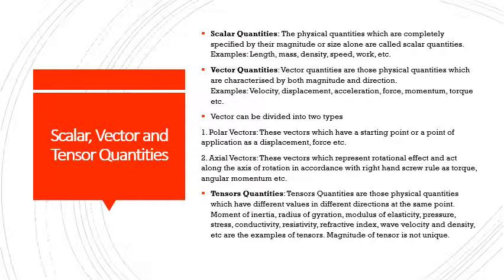And look at the third quantity, tensor quantity. Tensor quantities are those physical quantities which have different values in different directions at the same point. Okay, example, moment of inertia, radius of gyration, modulus of elasticity, pressure, stress, conductivity, resistivity, refractive index, wave velocity and density. Okay, so these are all the examples for tensors. So what is tensor quantity? It has different values in different directions at the same time. Okay, magnitude of tensor is not unique. We will see what is moment of inertia, radius of gyration, modulus of elasticity in this lesson.